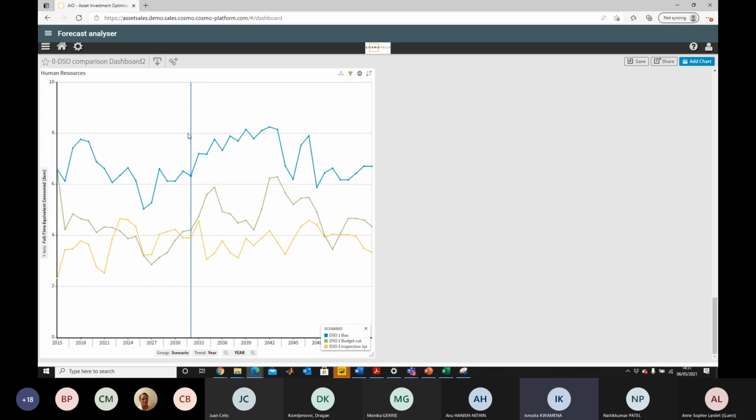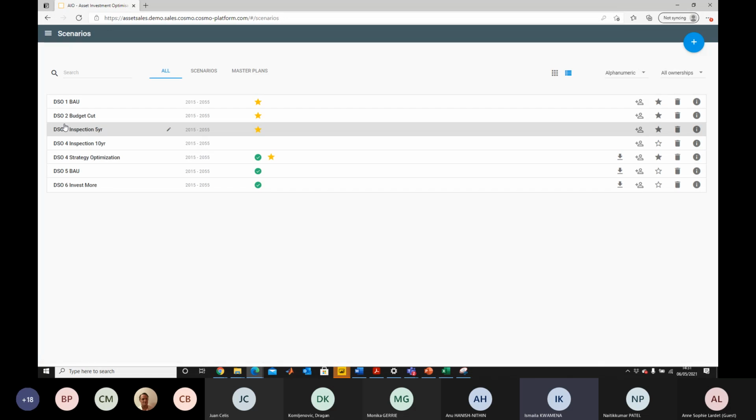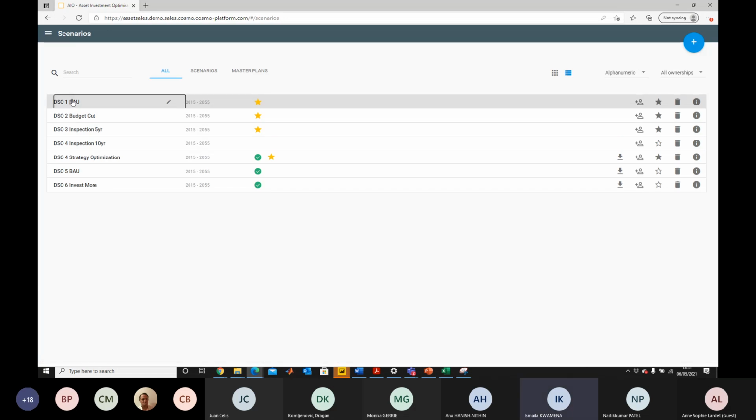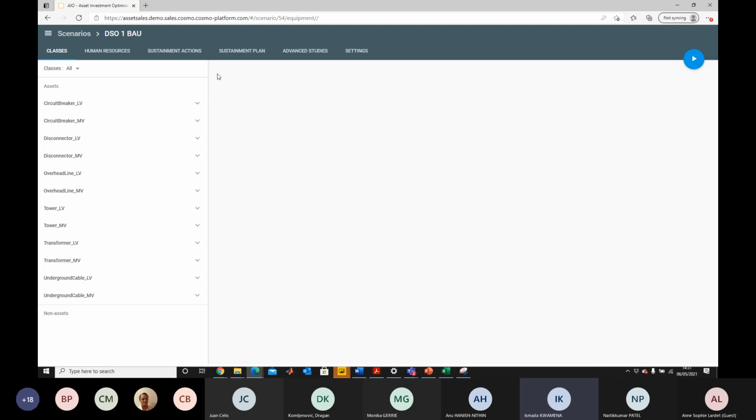Now it will be good to understand what actually happens inside these models: what the input of these models is and how we came up with these results. So I'll just go in here. Over here we have various tabs such as the classes, human resources, sustainment actions, sustainment plans, advanced studies, and settings. I'll start with the classes, by selecting one of the asset classes.